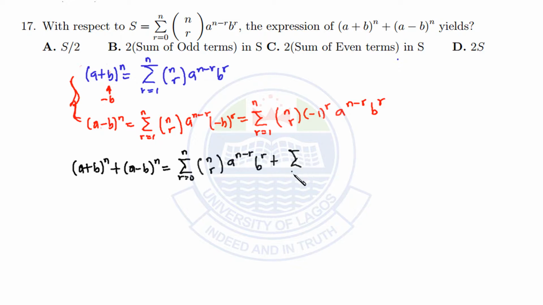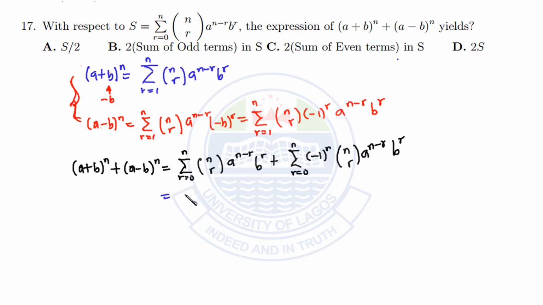plus what? The summation of R starting from 0 up to n, minus 1 raised to power R of n combination R A raised to power n minus R B raised to power R. Now if I try to expand the first guy here, what am I going to have?